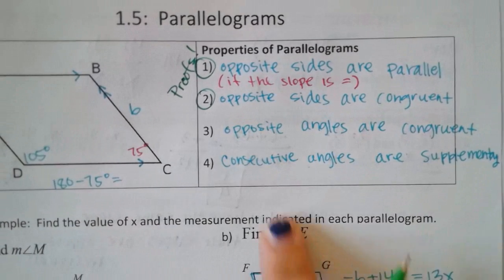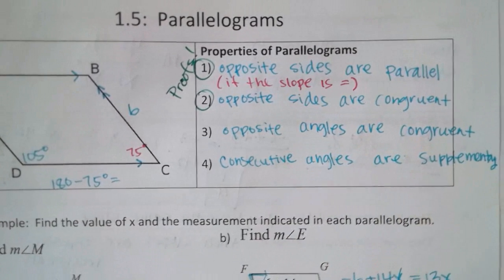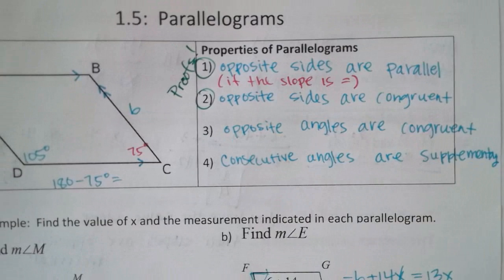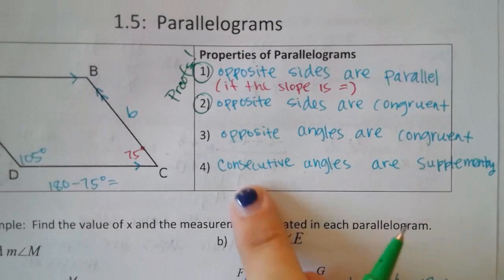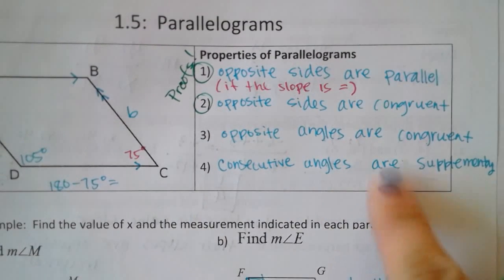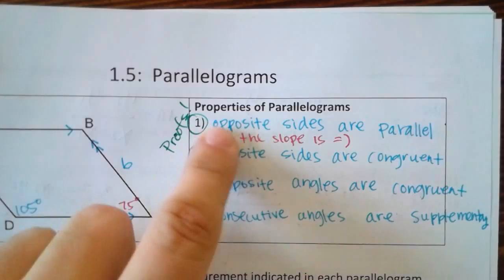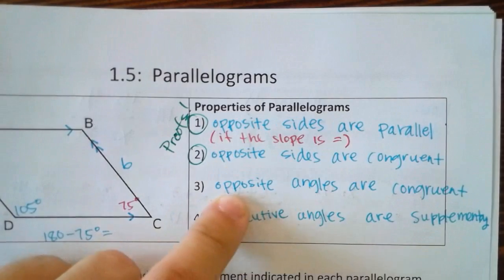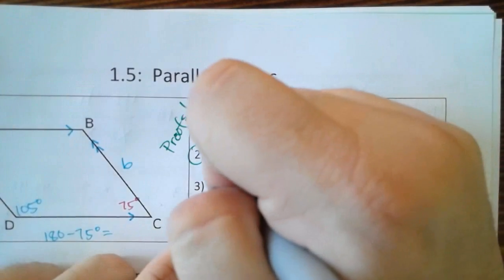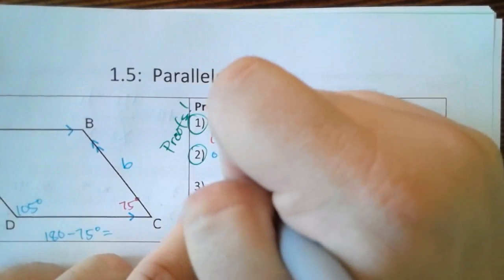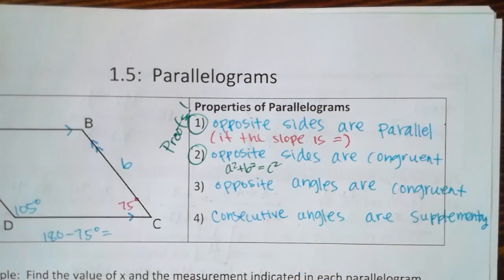It's really hard to prove that angles are congruent. You'd have to do that using something you don't know how to do yet. And then consecutive angles are supplementary. Again, very hard to prove. You don't know how to do that yet. So these are the 2 we're going to look for. So for number 1, we're going to use the slope formula. For number 2, we're going to use the distance, which is, from yesterday, a squared plus b squared equals c squared.